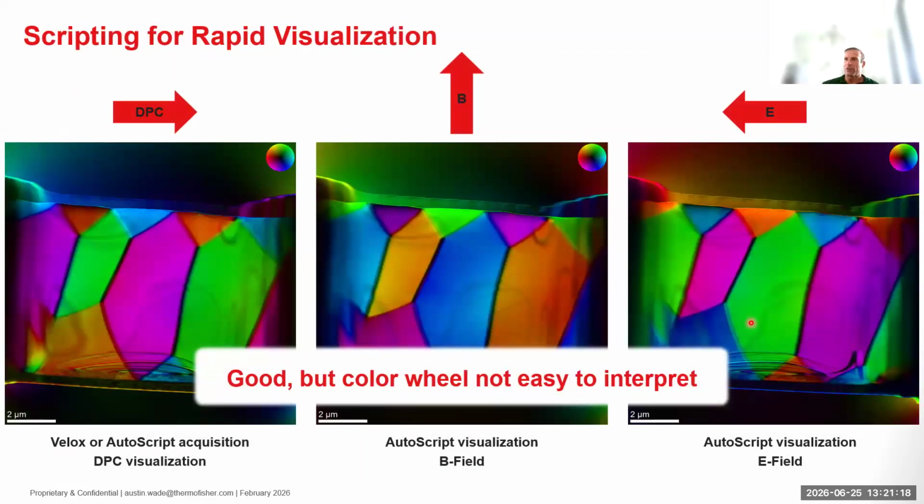And we applied the script. Now you can see on the left, this is a standard DPC visualization. In the center is this converted to magnetic field direction, and the one on the right is the electric field direction. So now we have all these three different color maps. Obviously, we want to try to combine everything together. In this specific case, we're interested in the magnetic field.